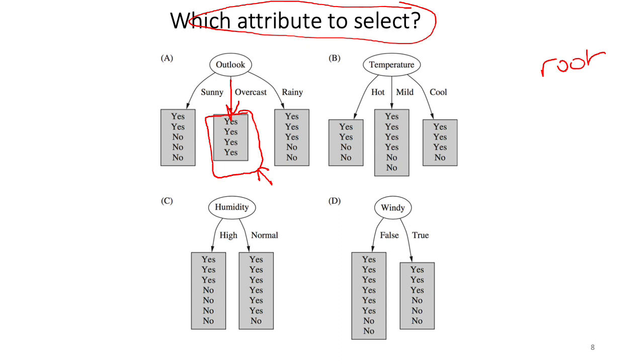And so for the next time you have a new instance that goes down this path, you do not need a lot of information to make a decision. You will automatically predict the class yes because it is the majority class here and because this is a pure leaf.